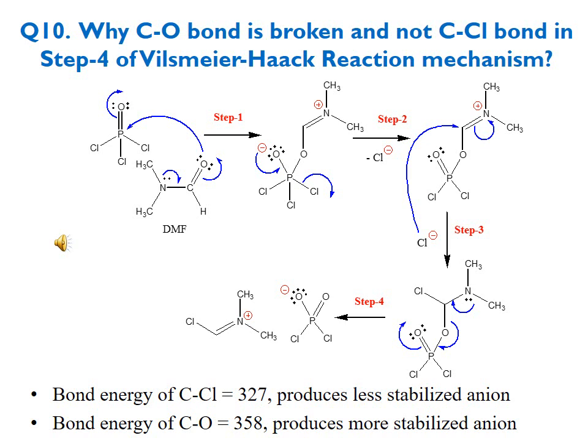so this anion is stabilized through conjugation. But if instead of the C-O bond, the C-Cl bond is broken, which has also little bond energy as compared to that of C-O, in that case we would get chloride ion, which is less stabilizing as compared to this phosphorus anion. So we can say that the bond energy is not the only thing mattering in the reaction, but the stabilization of the product also matters here.